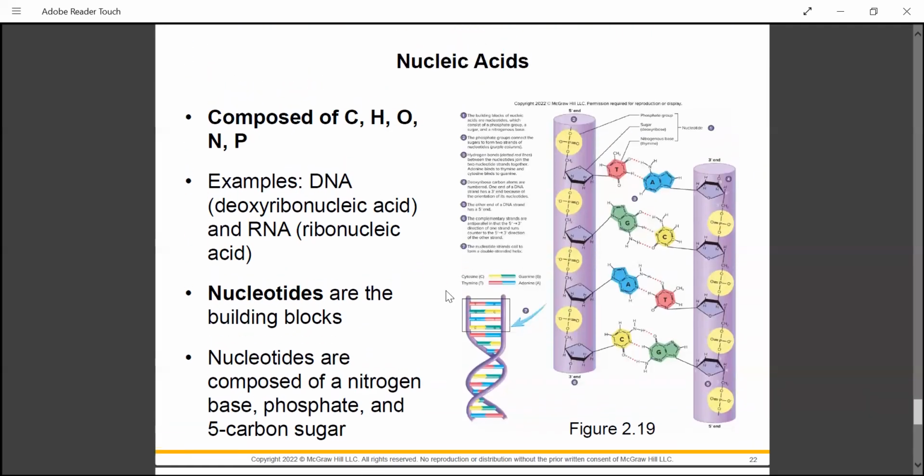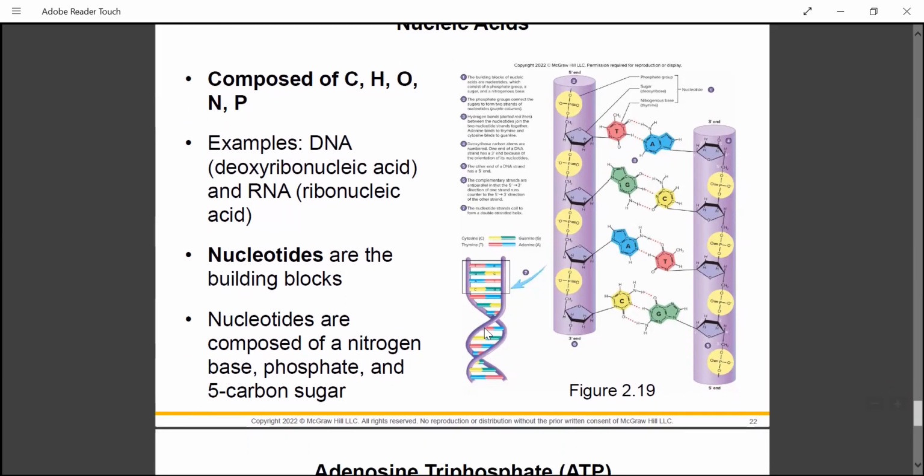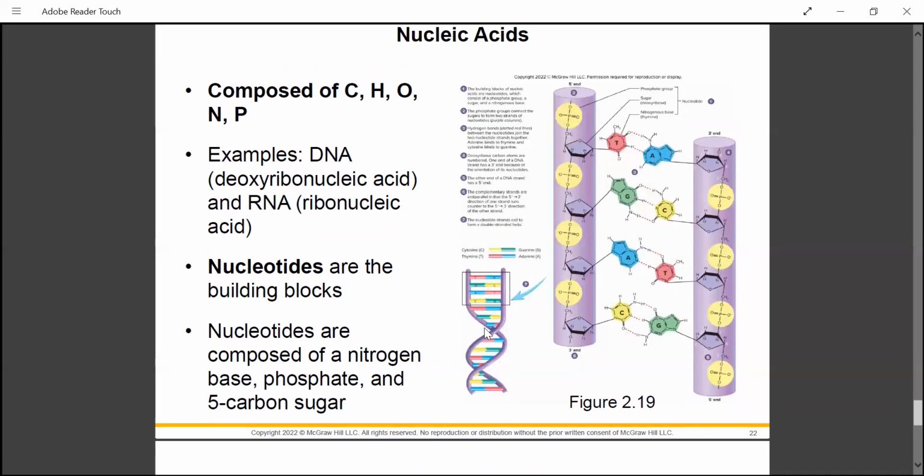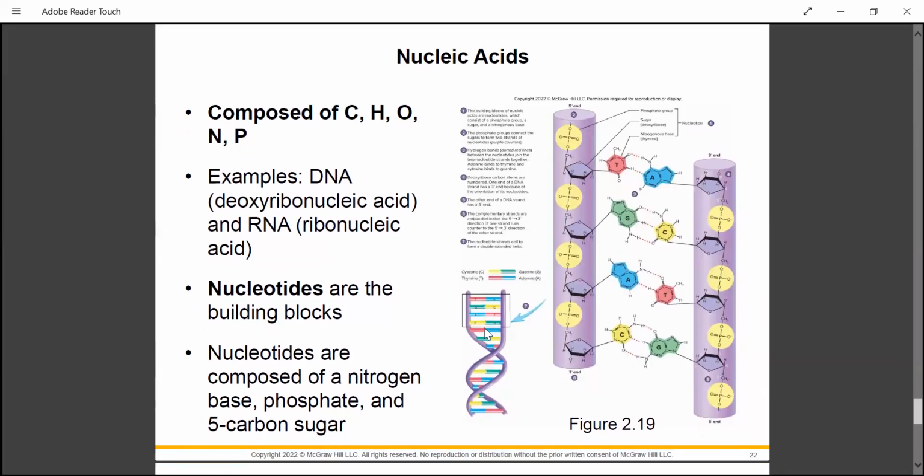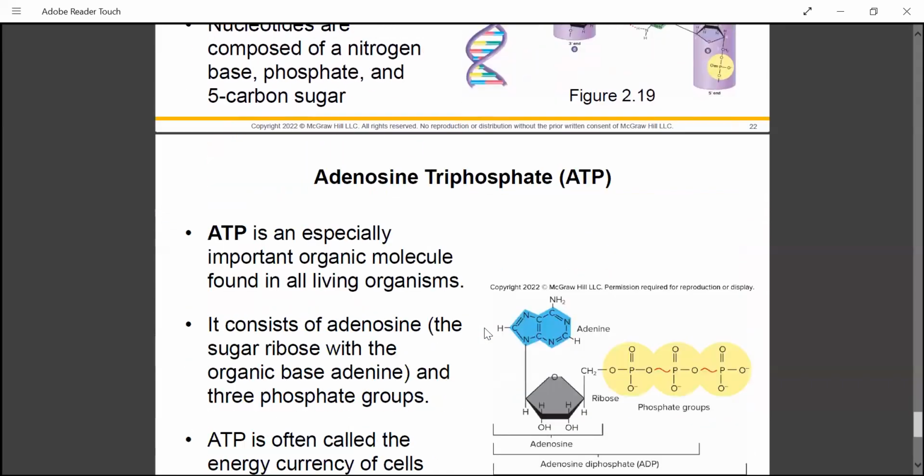So one other thing I can point out here is that you see DNA has what's known as this double helix structure, or it's double-stranded, where RNA is just going to be a single strand. But we'll get more into that in a later chapter.